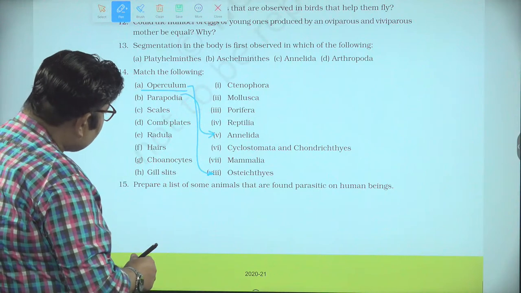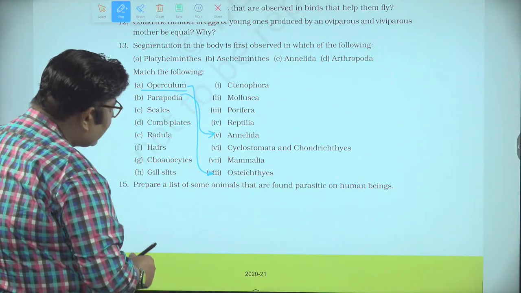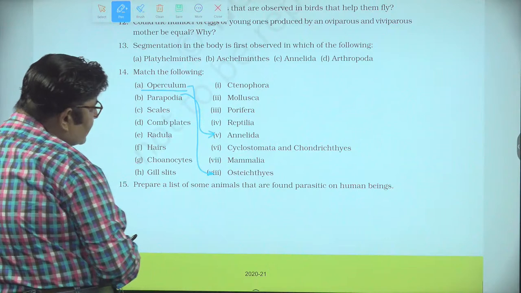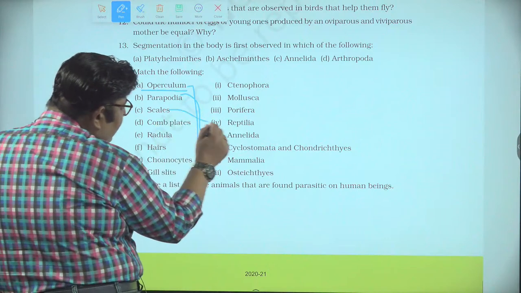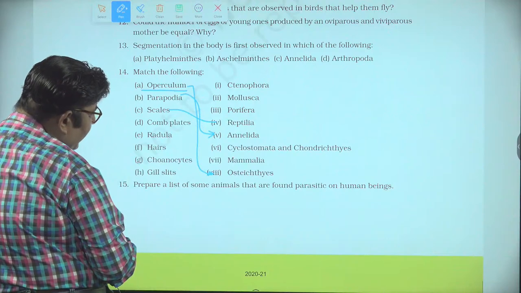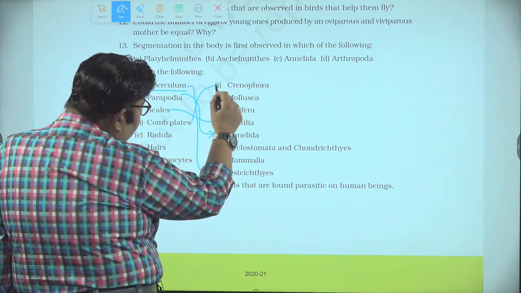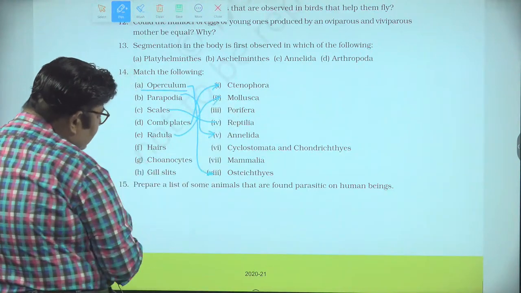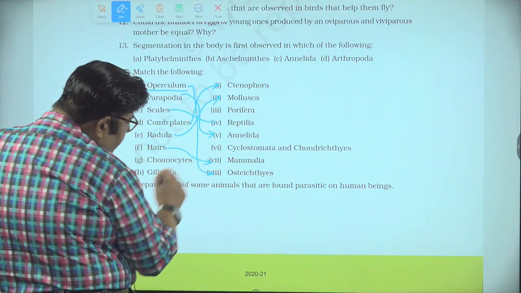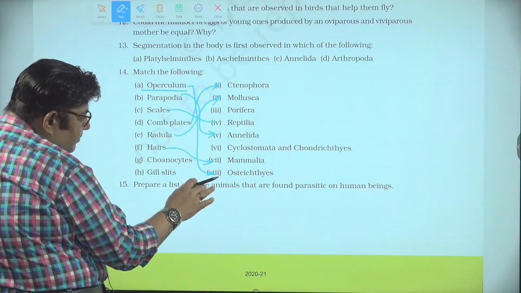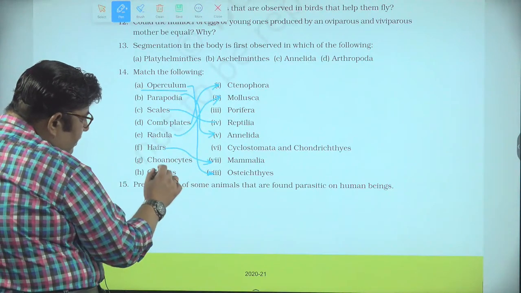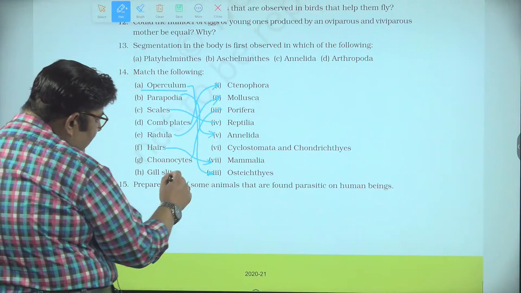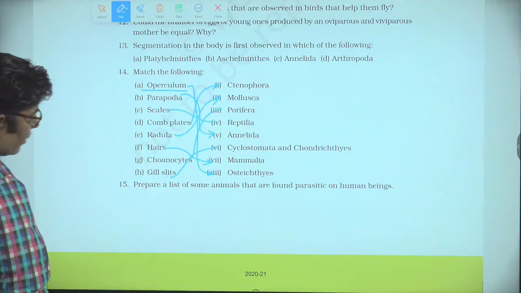Now scales. Scales are matching with chondrichthyes. Now we can match scales with the reptiles. Then comb plates with Ctenophora. Radula is matching with Mollusca. Hairs are a mammalian character. Then choanocytes are present in Porifera, and gill slits are present in cyclostomata and chondrichthyes.